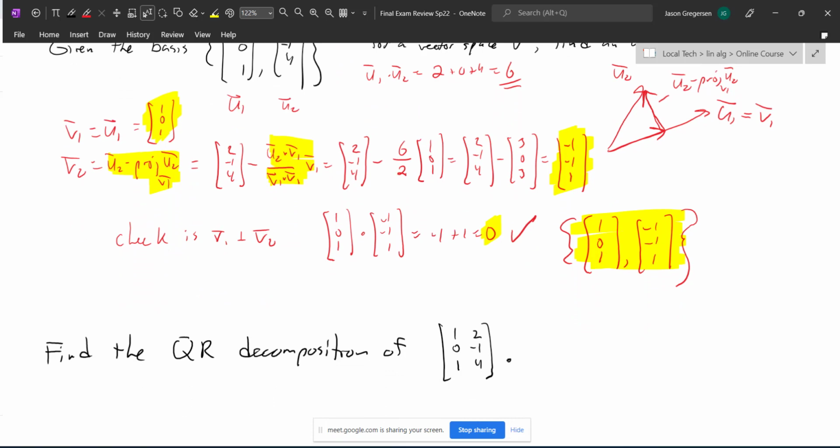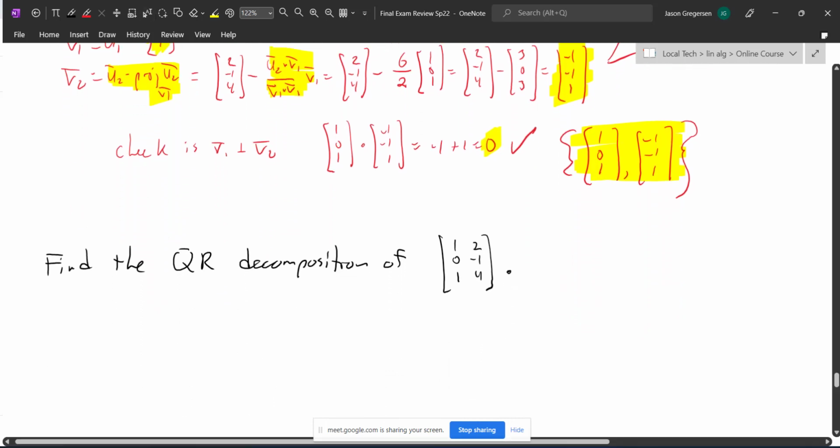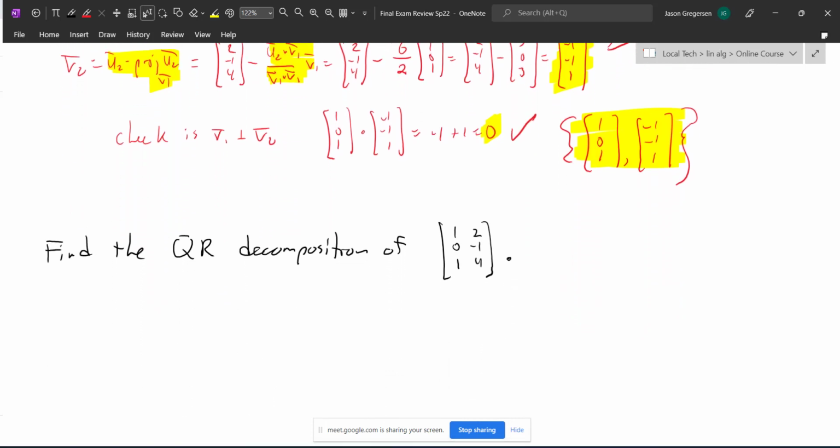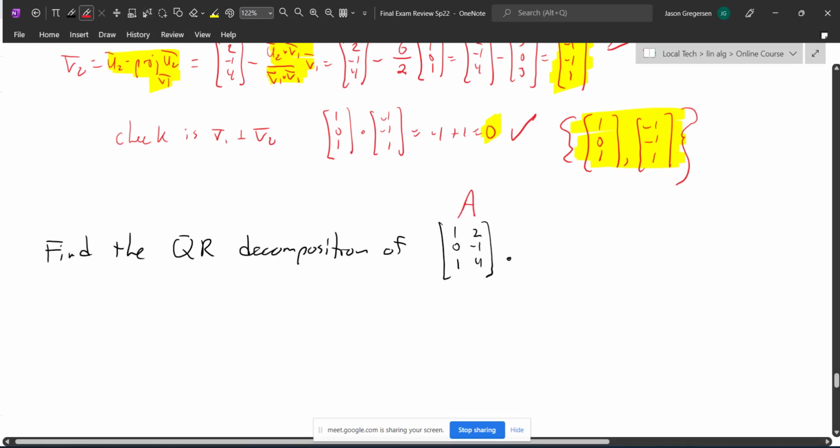All right. Now the next question I have here is to find the QR decomposition of a matrix. Right? So we need to take a matrix A, so this would be my matrix A, and factor it into a Q times R. Now, all I need to know is really the definition of Q, and that should tell me what to do. And it turns out the columns of Q form an orthonormal basis for the column space of A.